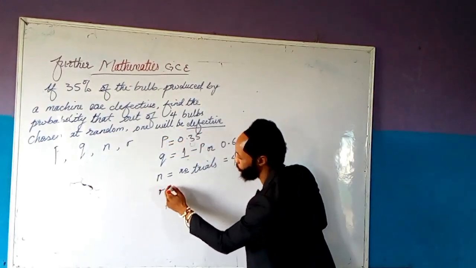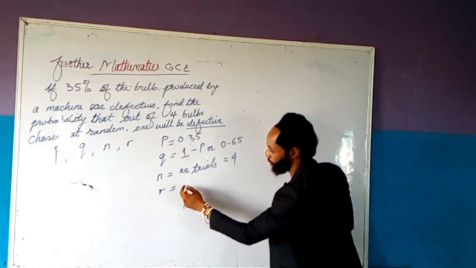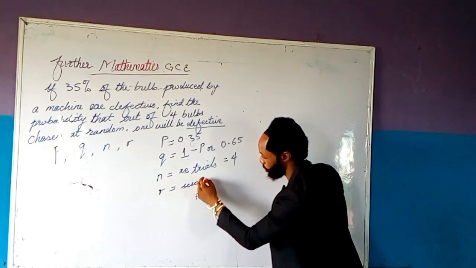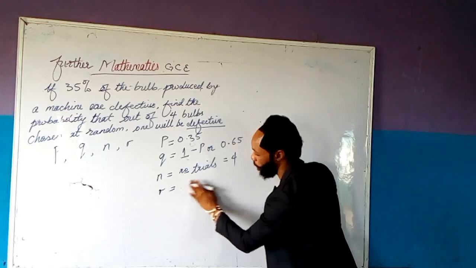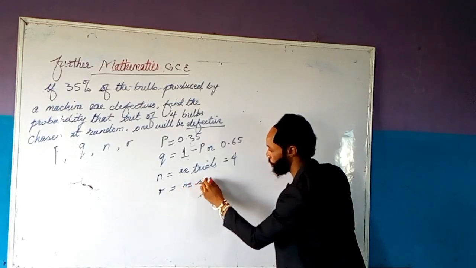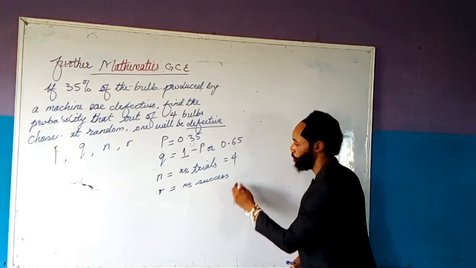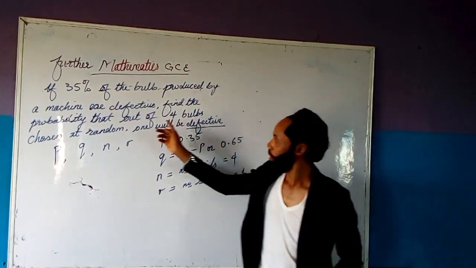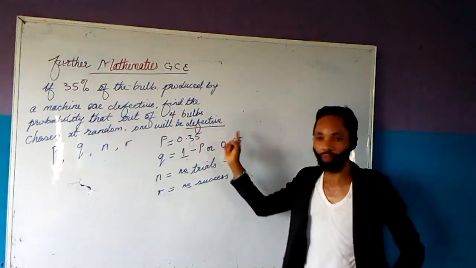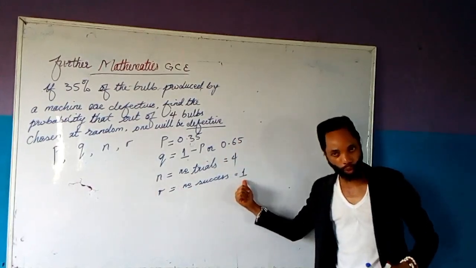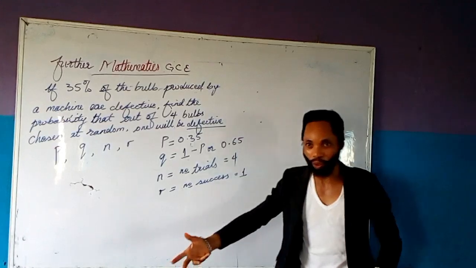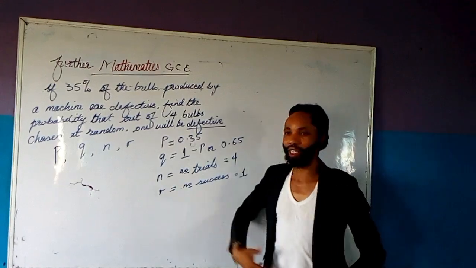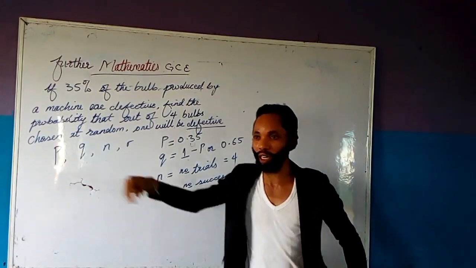Now, your R will be the number of successes. In this case, it is 1. What if they said 4 bulbs at random, that 2 will be defective? Our R will be 2. You understand? R is the success you want. N is the number of times, and R is the number of successes, what you actually want to get.